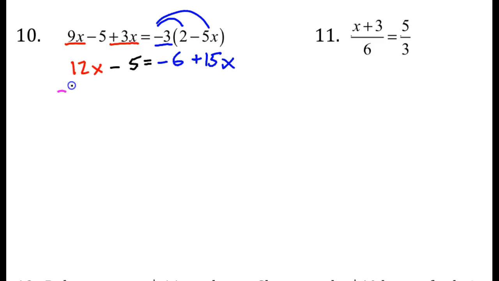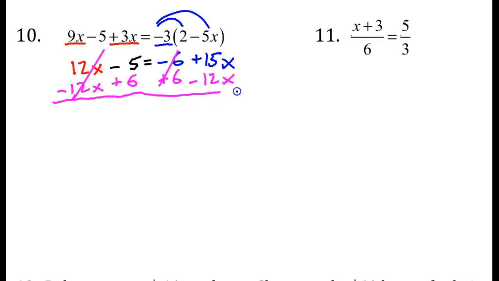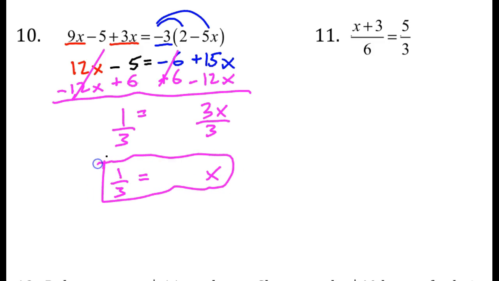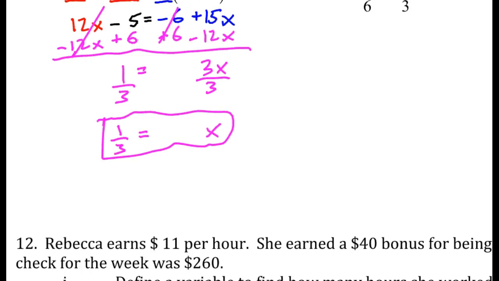I am going to, how about subtract 12x from both sides. And then let's add 6 to both sides. Remember, there's a couple ways of doing this. As long as one side cancels out variables and the other side cancels out numbers, you're okay. -5 plus 6 is 1. And 15 minus 12 is 3. So I got 3x. 3 times what is 1? And then go ahead and divide. So we have 1/3 equals x. There we go.